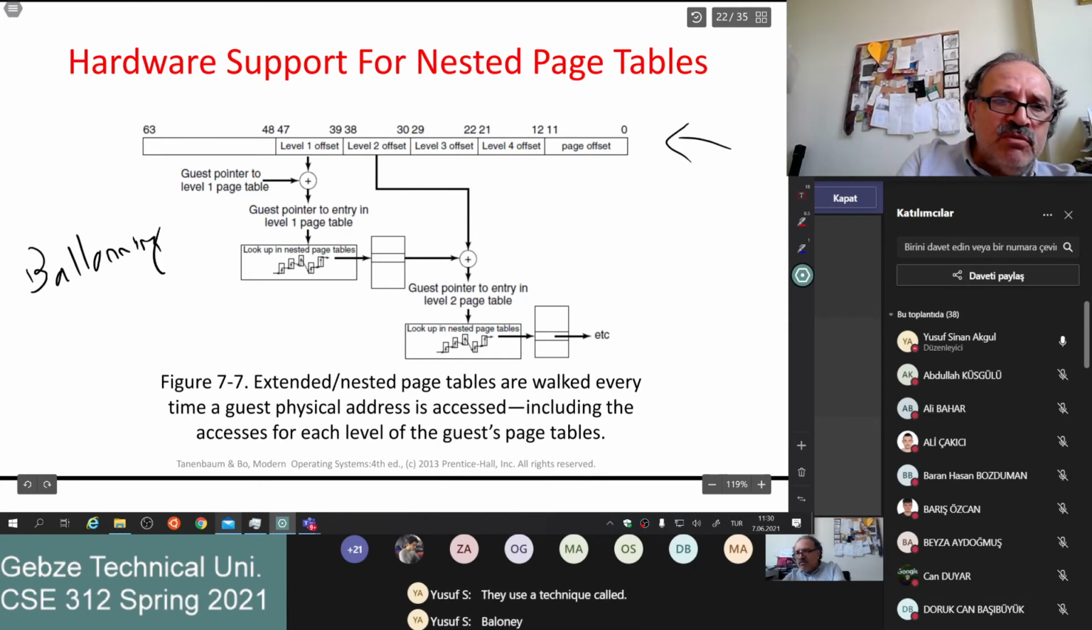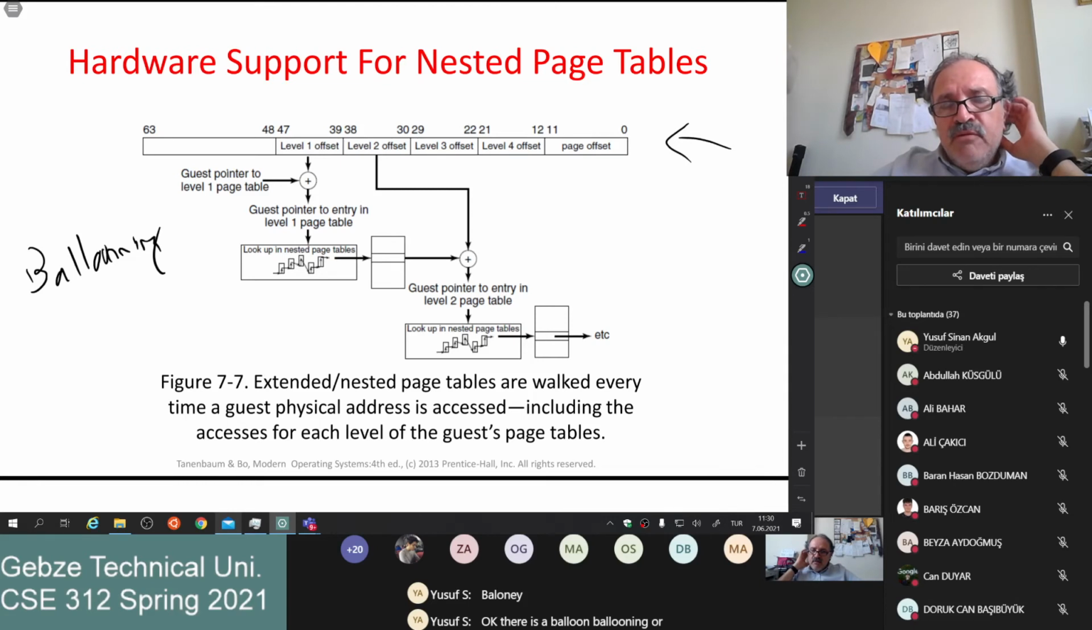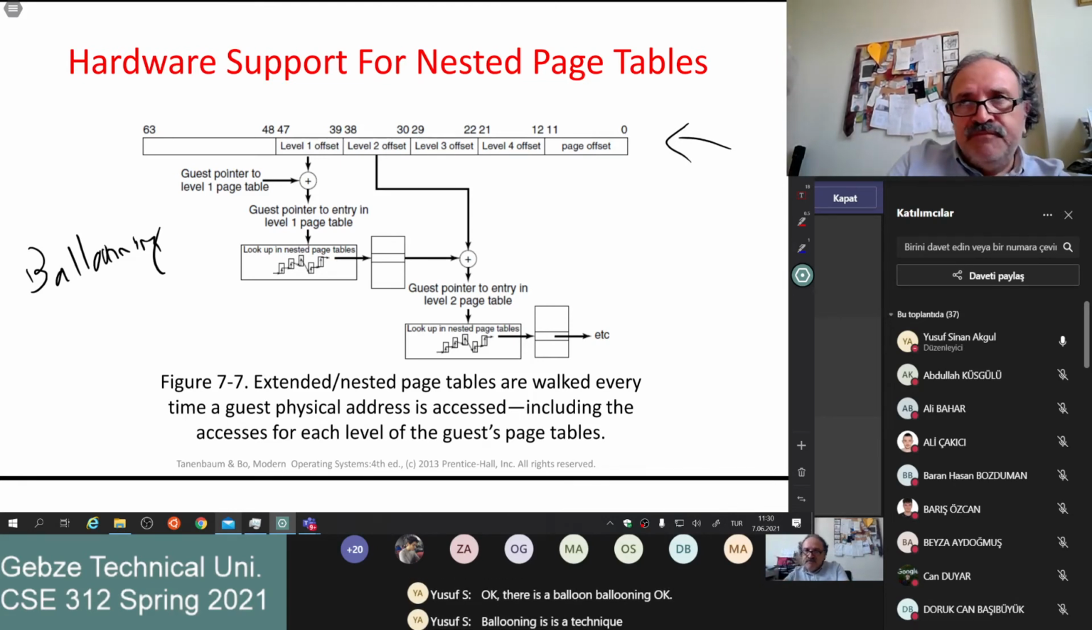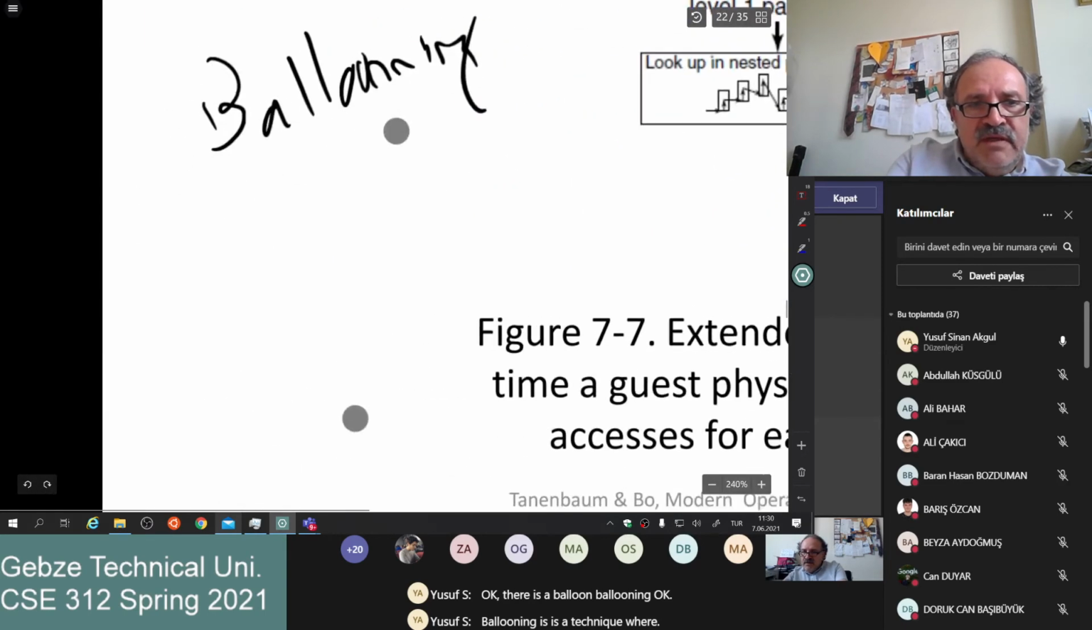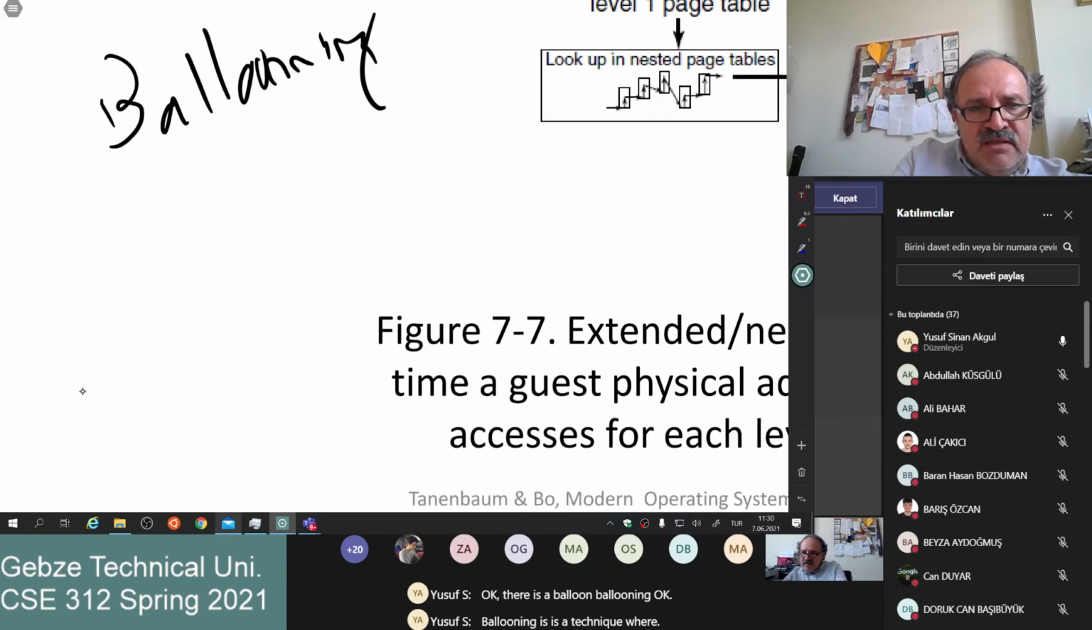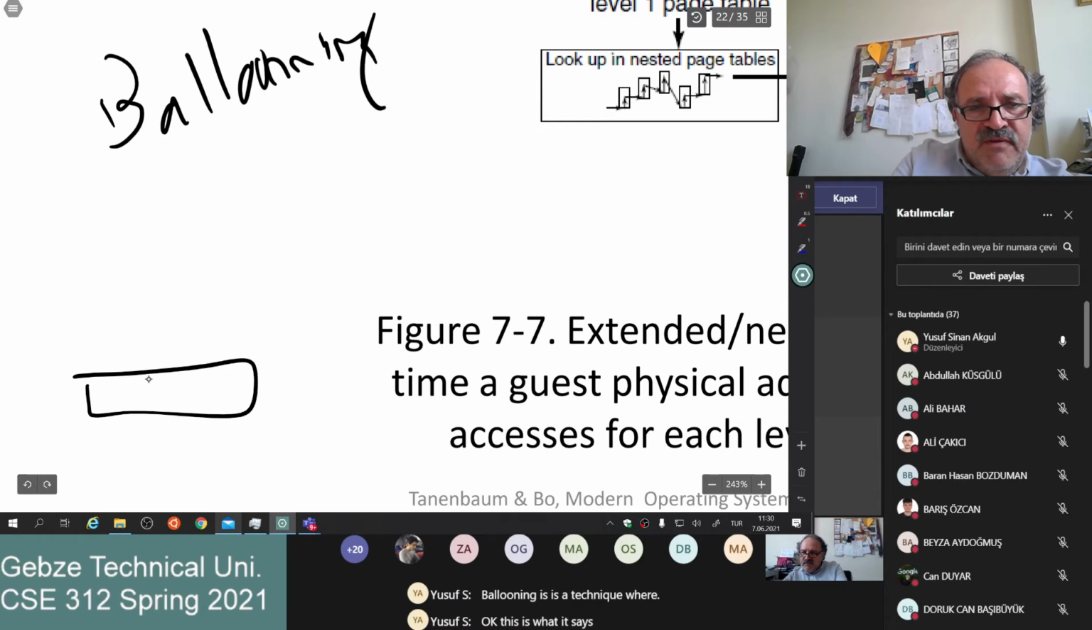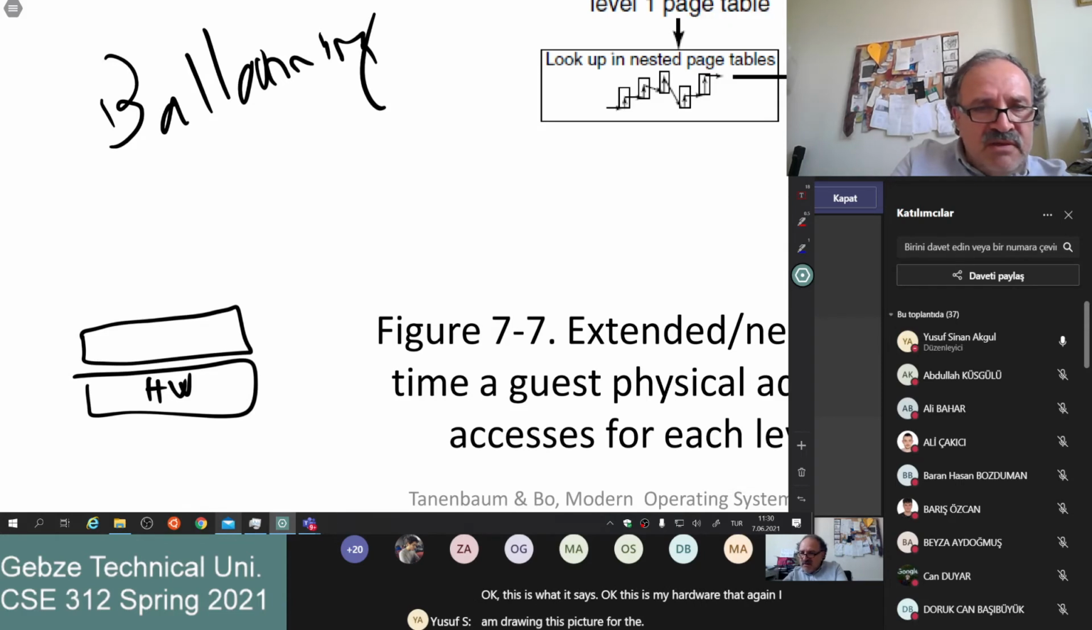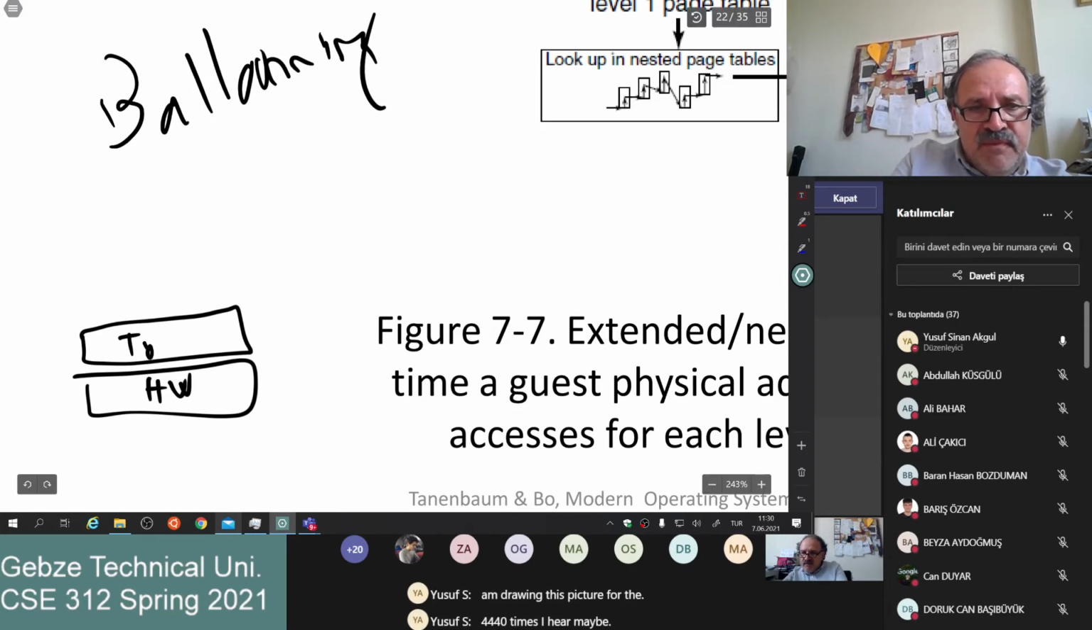Okay, there is ballooning. Ballooning is a technique where, okay, this is what it does. This is my hardware again. I am drawing this picture again. Maybe this is a type 1 hypervisor.